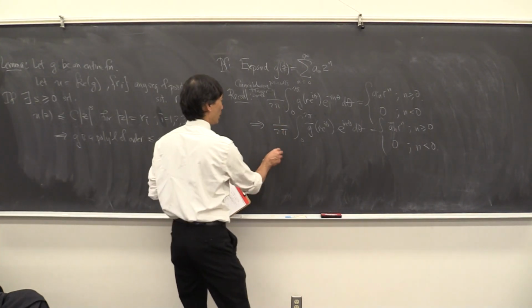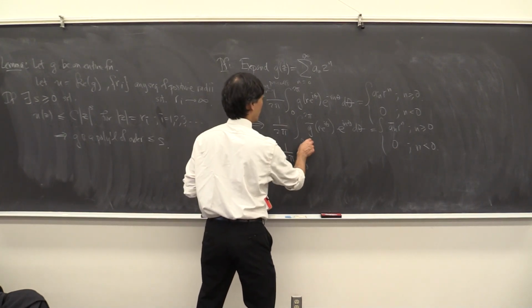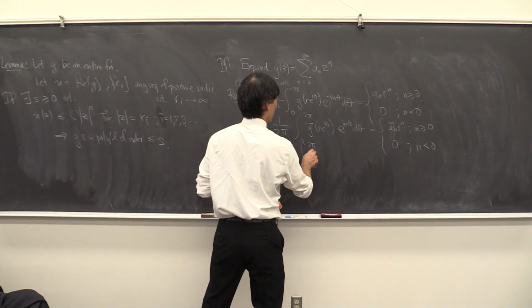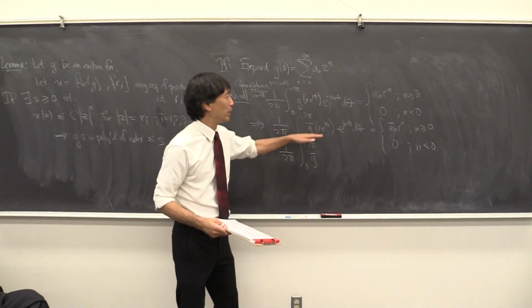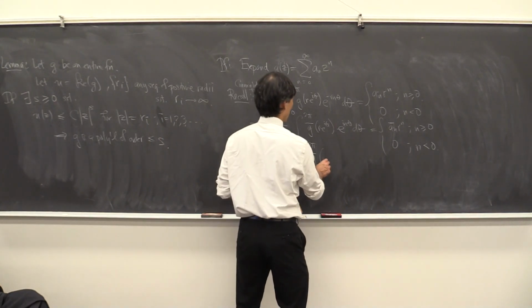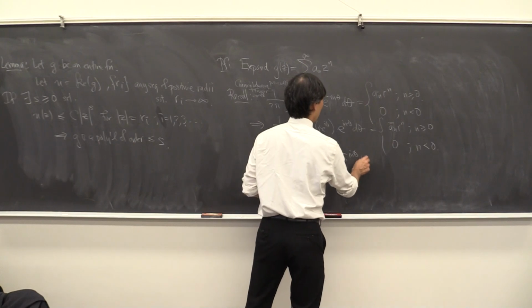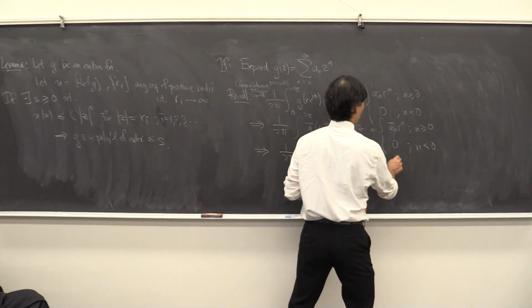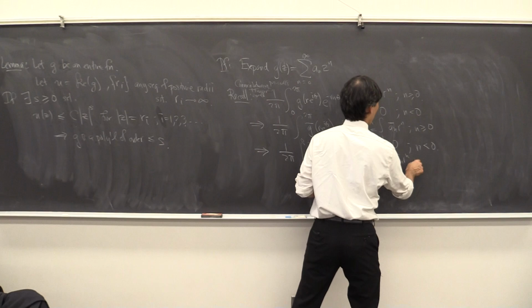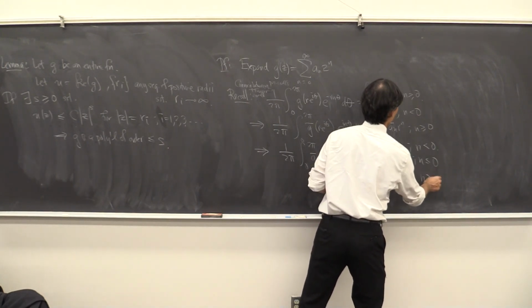But notice that I can rewrite the left side. I'm just going to flip the n. So this is going to be the integral of conjugate of G(re^{iθ}) times e^{-inθ} dθ, equals this for n less than or equal to 0 and 0 for n greater than 0.